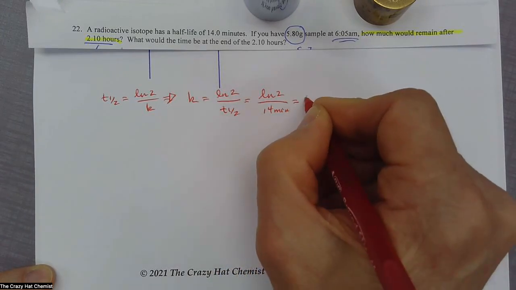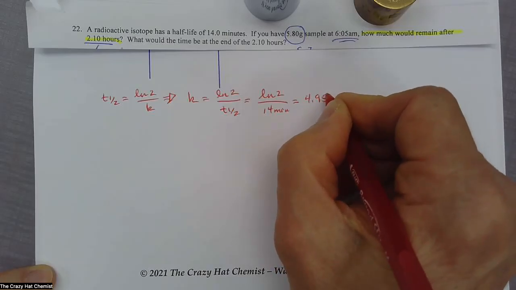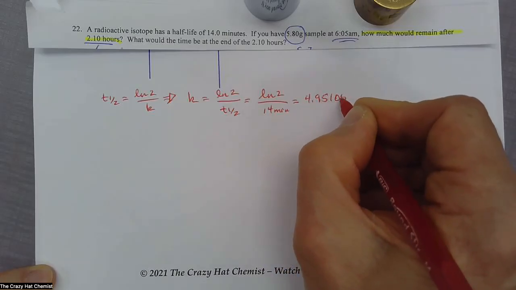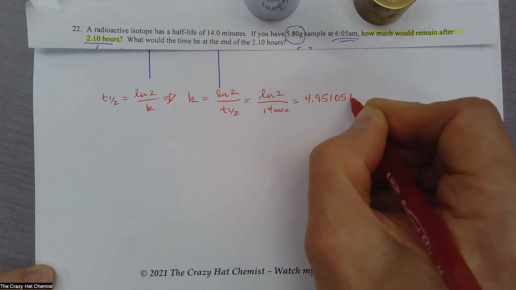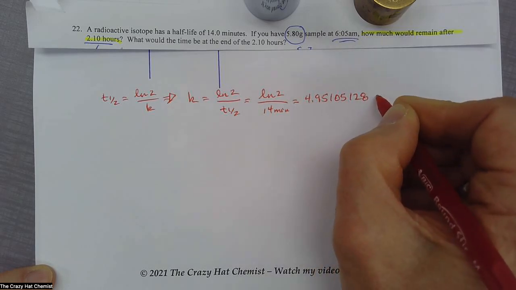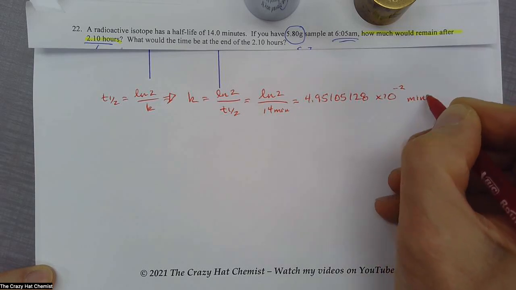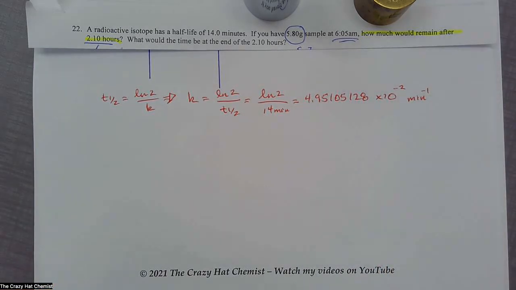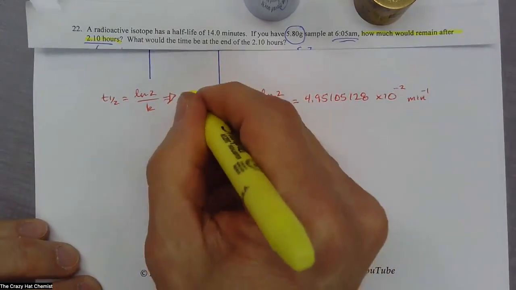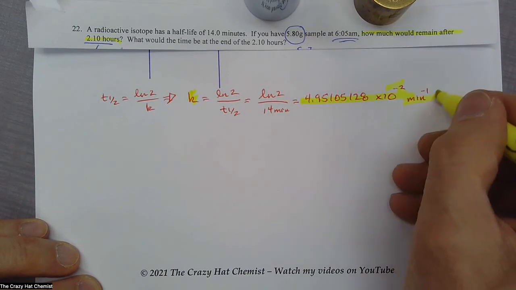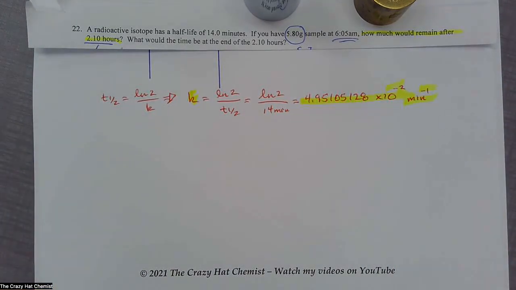And this is going to equal 4.95105128 and some more numbers, times 10 to the negative 2 per minute. So this is the rate constant that I just solved for. This is k, the rate constant. Now we're going to plug in the rest of the information into the integrated first order rate law.